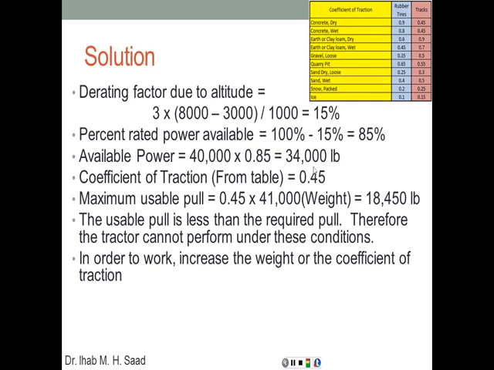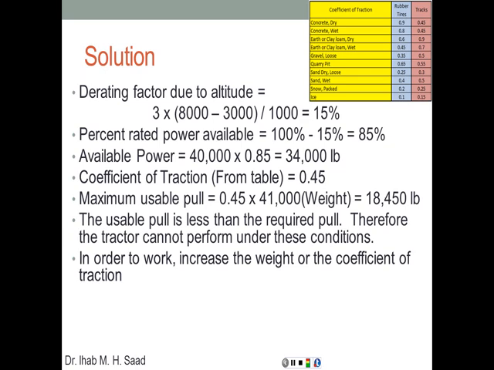So the available power is going to be the maximum usable pull. Remember, the maximum usable pull is 0.45, which is what we got from the table, times the weight, because again we use the whole weight in this case because you have two moving axles. If it were only a two-wheel drive, we would look at the weight on the moving axle, which might be less than that. So it's equivalent to 18,450 pounds. The usable power is less than the required pull.